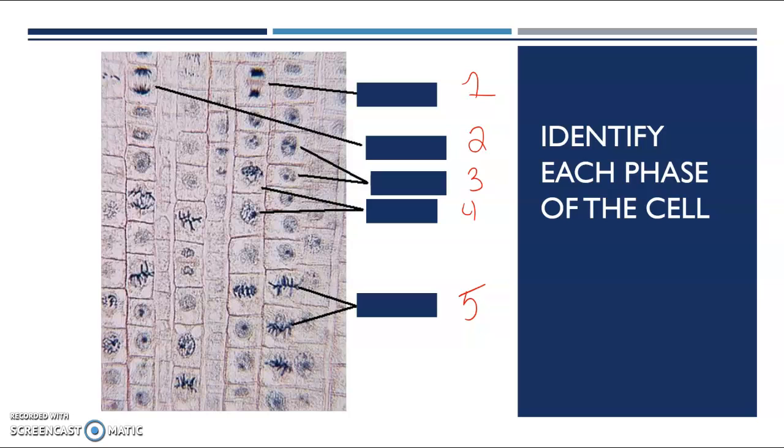Alrighty, so number 1, that's telophase. You can see here, you've got the genetic information on the two sides of the cell, and now it is starting to divide. Good job. Number 2, that's anaphase. You can see how the two sister chromatids have been pulled away from one another. They're being pulled away.